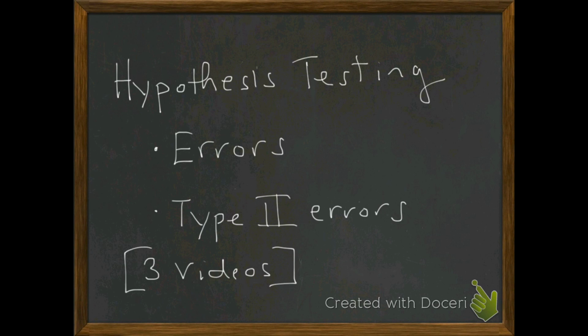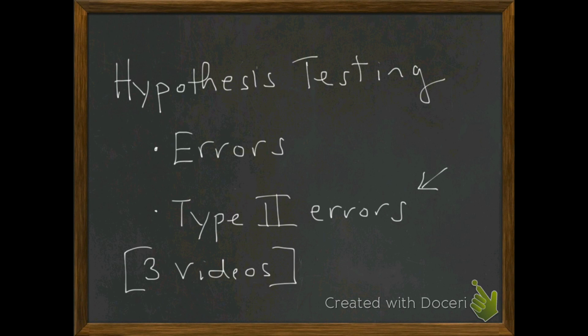What we're going to do in this video, actually there will definitely be three videos. What I want to do is review a little bit about hypothesis testing, talk to you a little bit about errors, and I really want to take a look at interpreting errors outside the realm of hypothesis testing. But primarily what I want to do in these videos is focus on what we call a type 2 error.